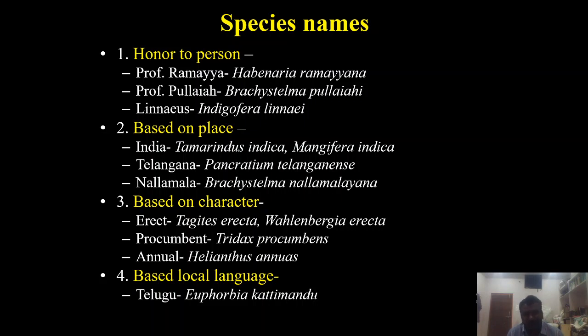Species names are again of various types. Honor to a person: Professor Ramaiah from Osmania University. This is a species of the genus Habenaria named after Ramaiah, that is Habenaria ramayana, which is strictly endemic to the Nallamalais of Telangana. My teacher and myself honored our Professor Pullaiah with a name for the genus Brachystelma, that is Brachystelma pullayi.